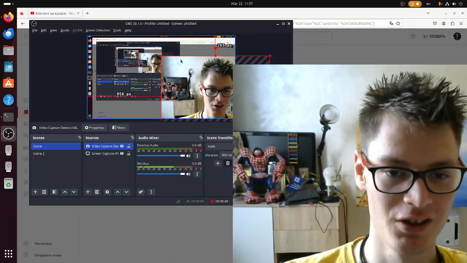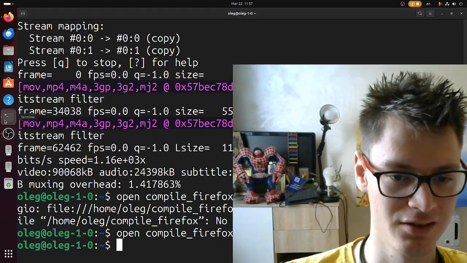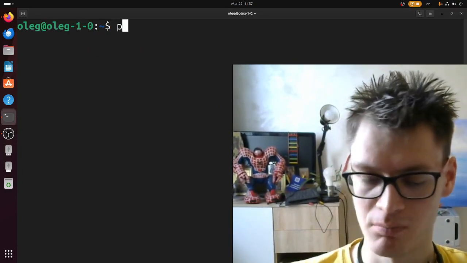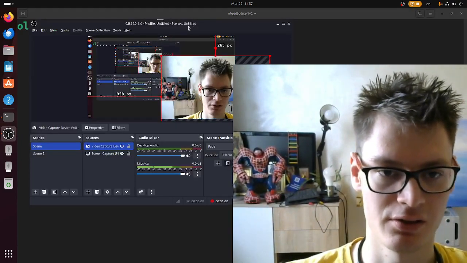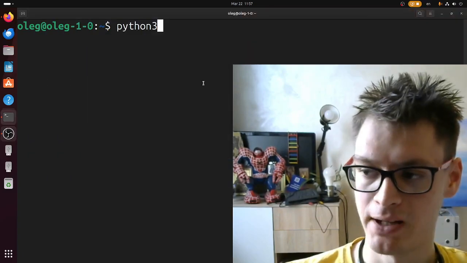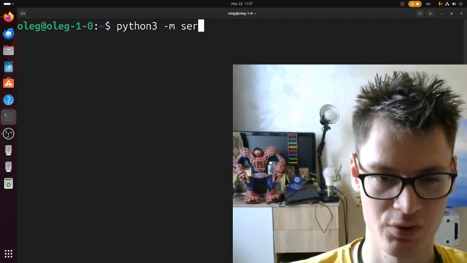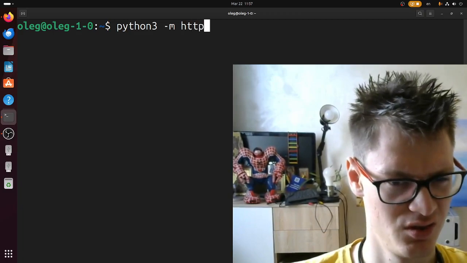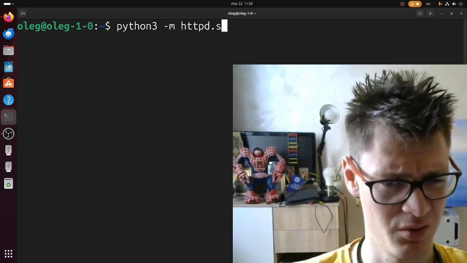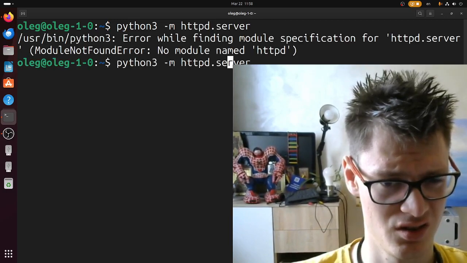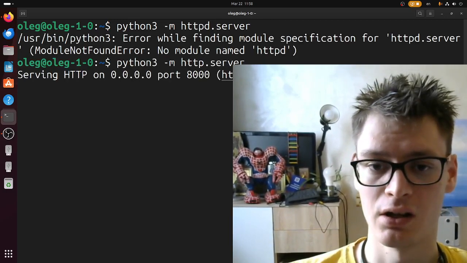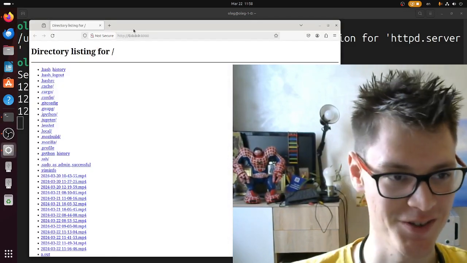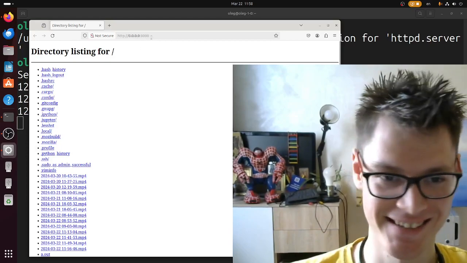Okay, so first of all, let's start this server. So how did I do it? Python 3, by the way, I don't see anything. Python 3 -m http.server. Okay. Now I have this. Oh, nice! It's opening in my new browser called Firefox Nightly. Nice. Anyway.